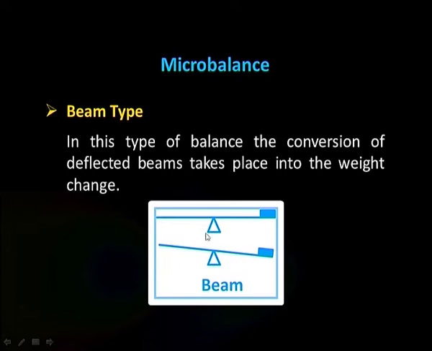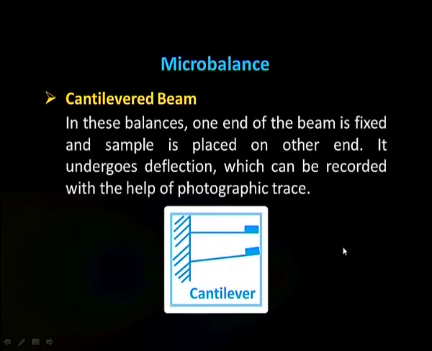Say for example, this is the initial weight. You can see the balance is horizontal, and when there is a change in the mass, this causes a deflection, which is due to the conversion of deflected beams, and we can immediately notice that there is a change in weight. In the cantilever beam, one end of the beam is fixed.